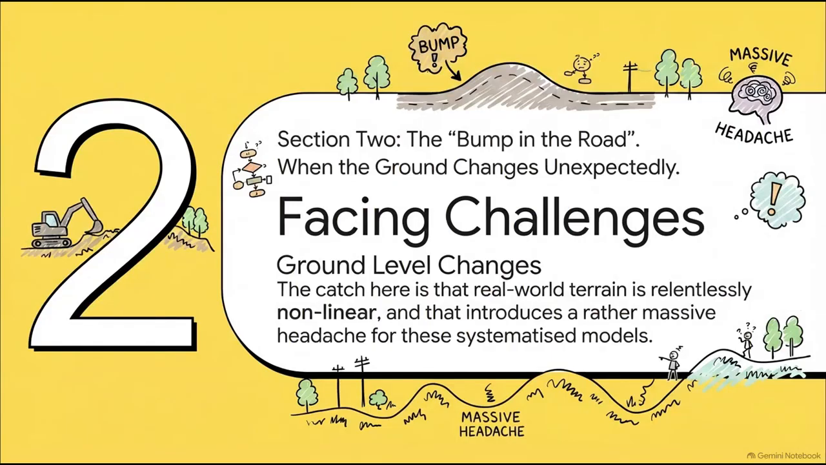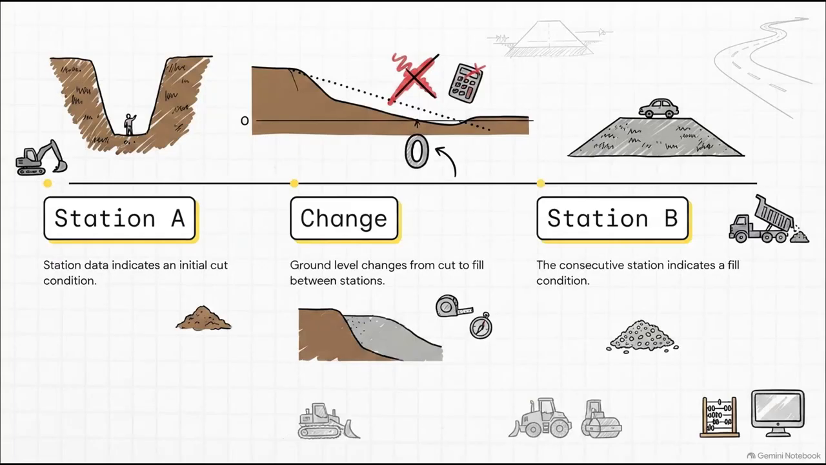Section 2. The bump in the road. When the ground changes unexpectedly. The catch here is that real-world terrain is relentlessly nonlinear, and that introduces a rather massive headache for these systematized models. Think about the exact technical roadblock that can throw an entire project way off budget.